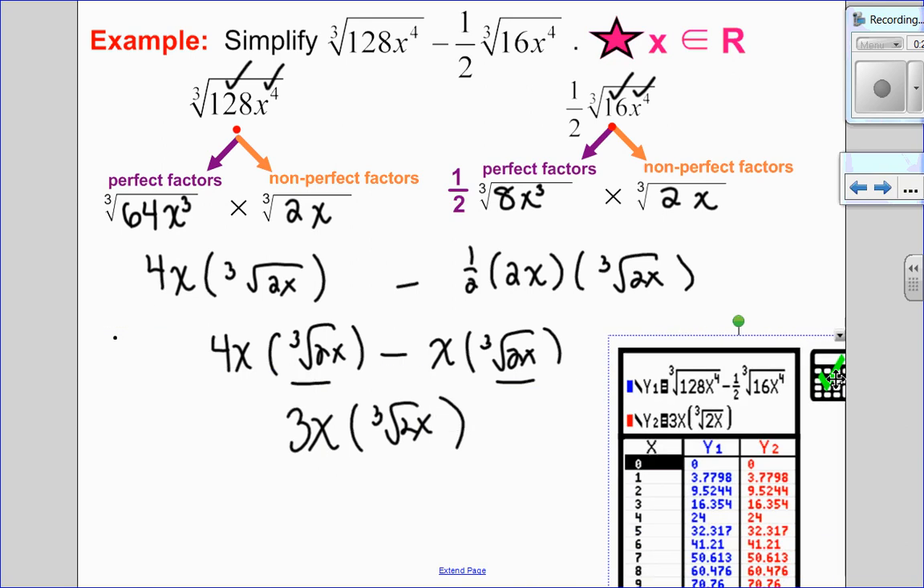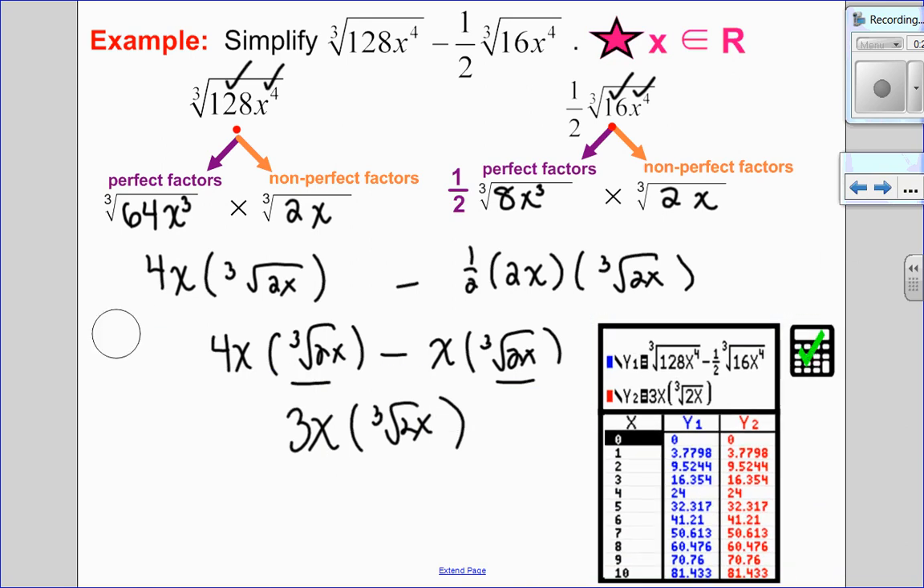So this one's a tough question. I would definitely check this one on the calculator. So you can see my original question here, my answer here, and check always happens in the table. I know I did that correctly.